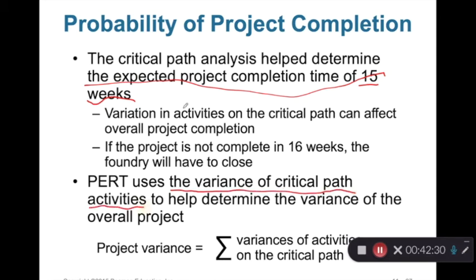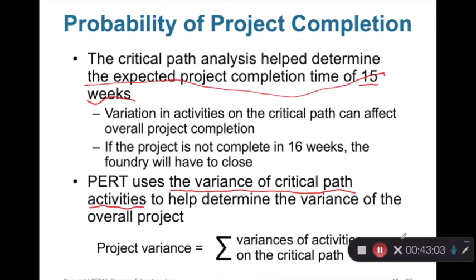In order to calculate the variance of the project completion time, you should look at the variance of critical path activities. In other words, you should look at the variance of critical activities. This is a very important part. We don't need to look at all the activities in a project. We just need to look at the critical activities. Don't be confused. Very important.